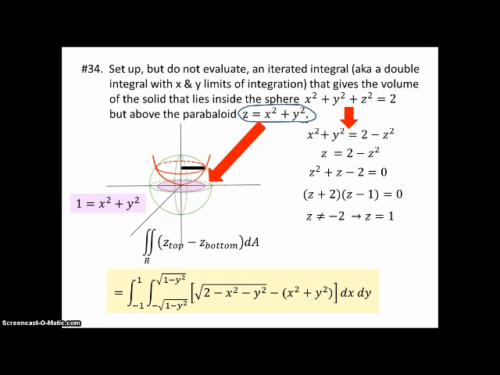And then the top surface is your sphere. So if I solve for z using the sphere's equation, I get the square root of 2 minus x squared minus y squared for z. And then the bottom surface is the red one, the paraboloid, and that's already solved for z. And so the question said just to set it up, and we don't have to integrate it. It would be difficult to integrate this, I think.